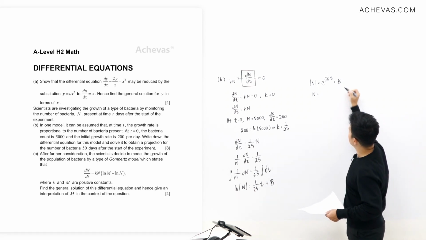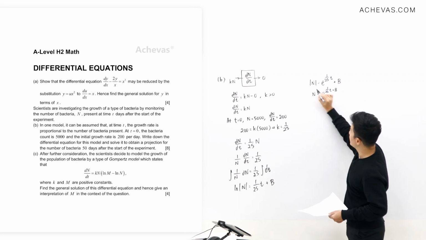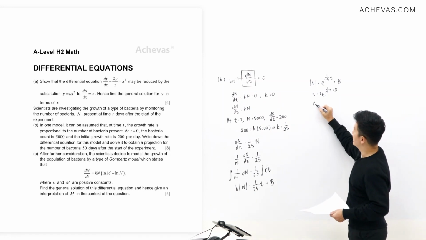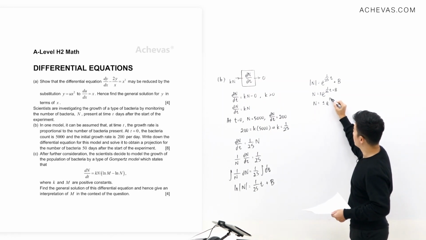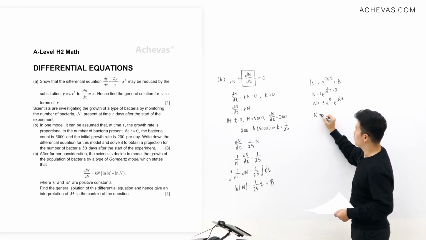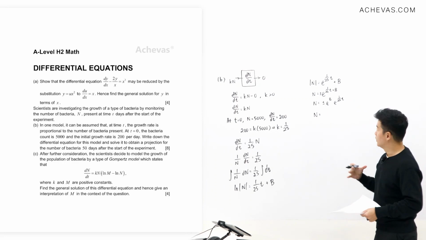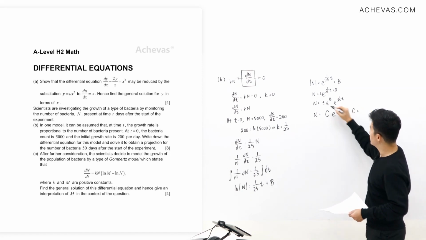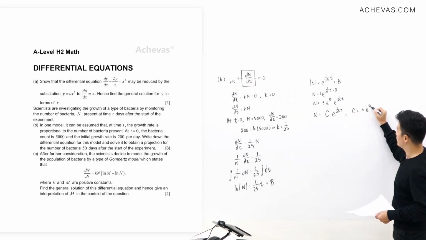So here plus b, so this will be e to the power of 1 over 25t plus b, and I remove the modulus, so I'll have a plus or minus here. I can also write this as n to be plus or minus e to the power of b, e to the power of 1 over 25t. And I think it is way more convenient if I were to represent this as another arbitrary constant, which I'm going to call c. So it will be c e to the power of 1 over 25t, where this c here is this plus or minus e to the power of b.